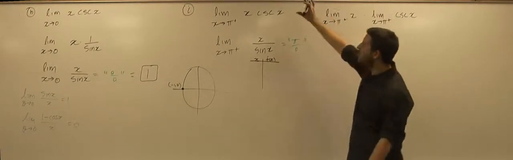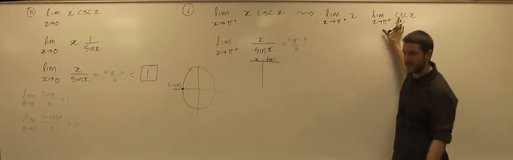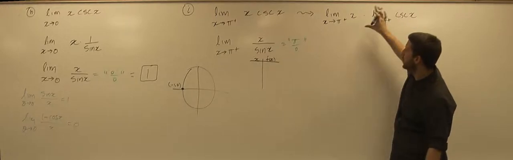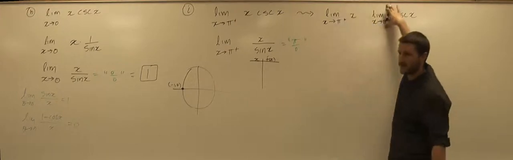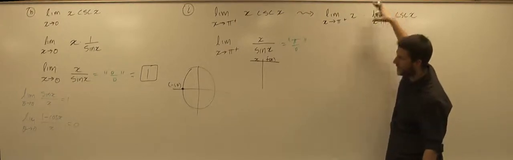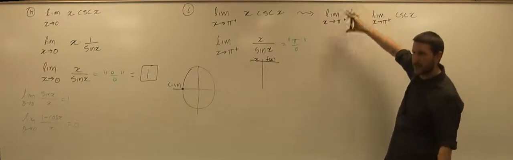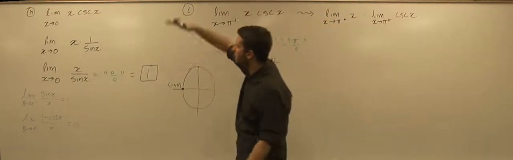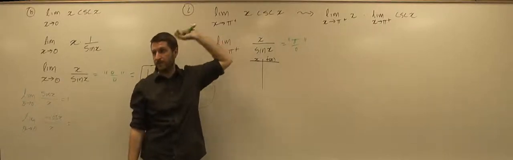You cannot distribute the limit if one of the limits doesn't exist. And since this guy's infinity, we haven't talked about what happens when one of the limits is infinity, whether you can distribute it or not, because then you'd have to say, well, what's pi times infinity? It turns out pi times infinity will always give you infinity. So it's okay, but we haven't discussed it yet. The hypotheses for being able to distribute the limit are that both of the limits are finite.